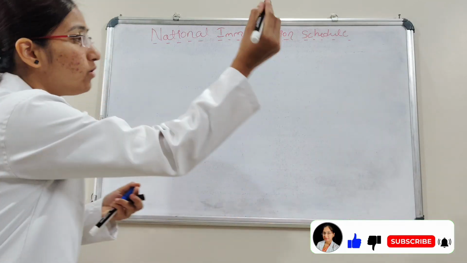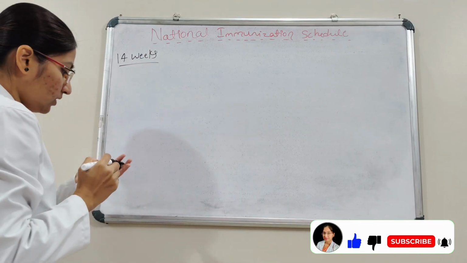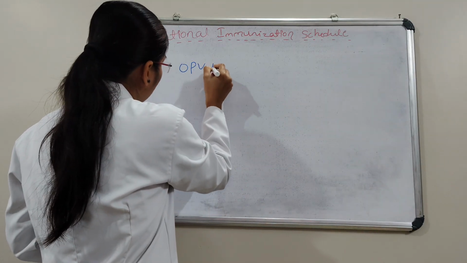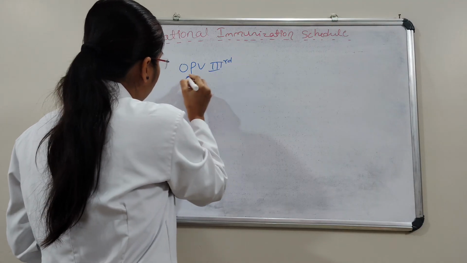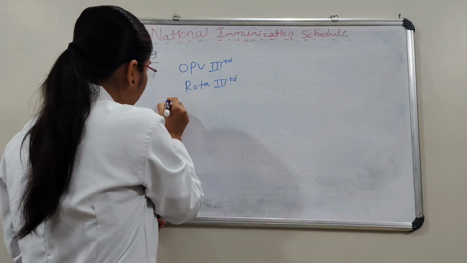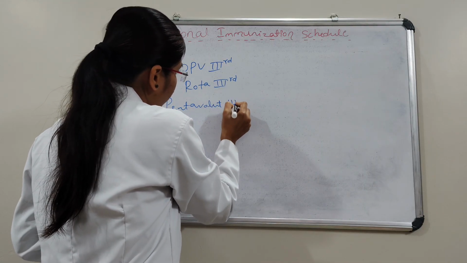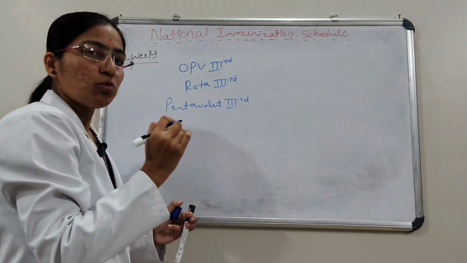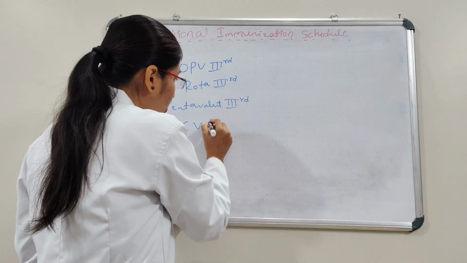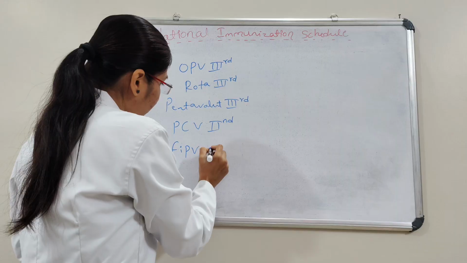Now we'll see at 14 weeks. At 14 weeks, here OPV third dose, and then Rota third dose, and then pentavalent third dose, and then pneumococcal conjugated vaccine second dose, and then FIPV second dose.